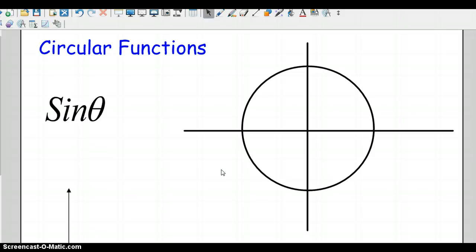Hello, IB SL2. Today is all about graphing trig functions. If you notice, I'm starting to set up my notes for sine theta. We're also going to do cosine theta and tangent theta. So circular functions, or graphing trig functions, might be a good title for you today.